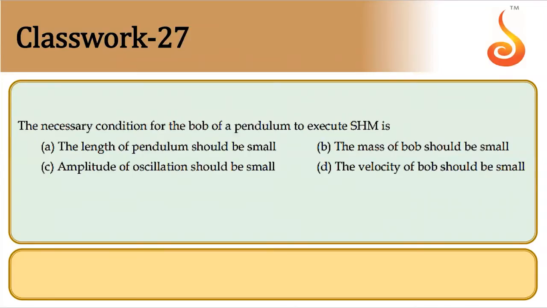Necessary condition for the bob of a pendulum to execute SHM is: length of pendulum should be small, mass of bob should be small, amplitude of oscillation should be small, velocity of bob should be small. So this is a memory based question. Amplitude should be small. During the derivation for time period of simple pendulum, we make the assumption that sin theta is approximately equal to theta. This is valid only when theta is small.